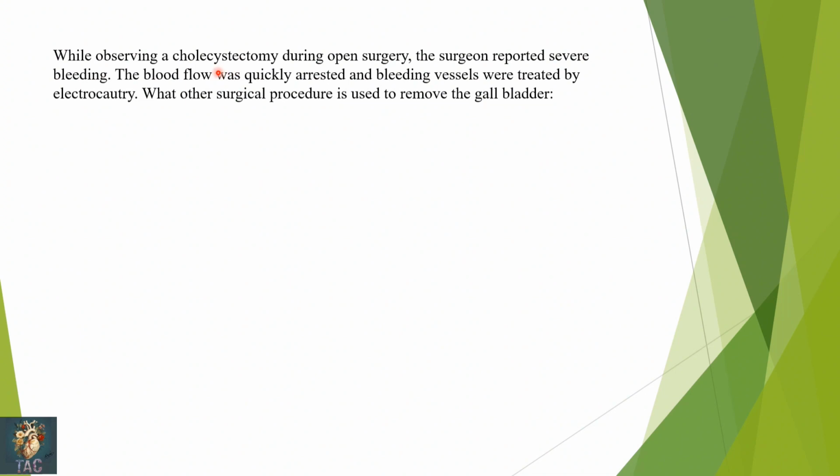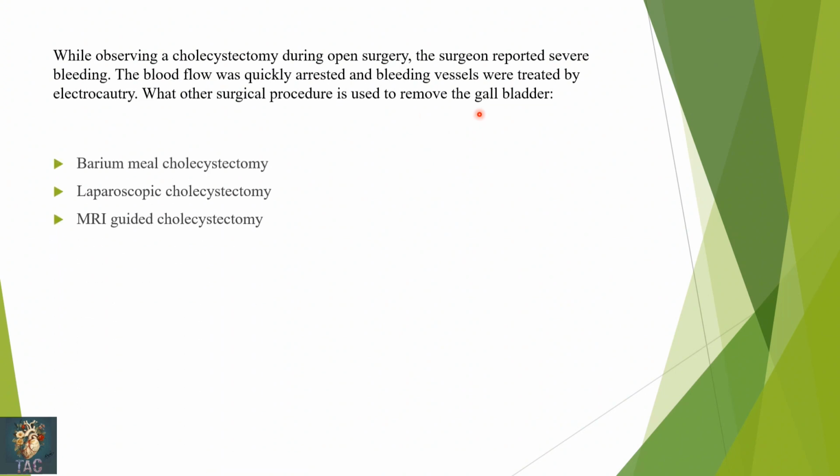While observing a cholecystectomy during open surgery, the surgeon reported severe bleeding. The blood flow was quickly arrested and the bleeding vessels were treated by electrocautery. So this is the scenario. What other surgical procedure is used to remove the gallbladder? That is barium meal cholecystectomy, laparoscopic cholecystectomy, MRI guided cholecystectomy, open CT cholecystectomy, or US guided cholecystectomy. So this is the laparoscopic cholecystectomy, which is the other procedure which is preferred above open surgery.